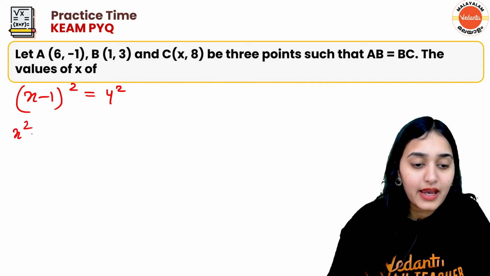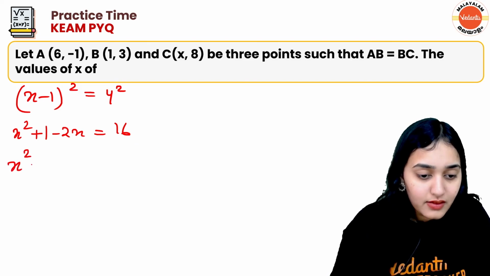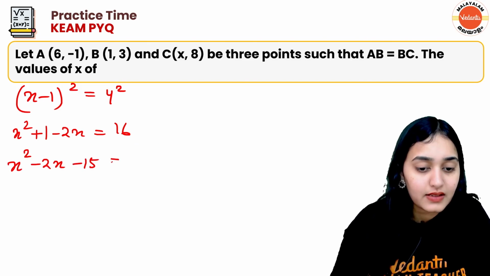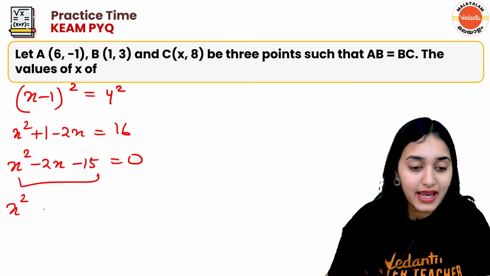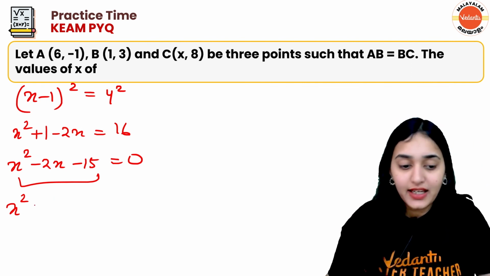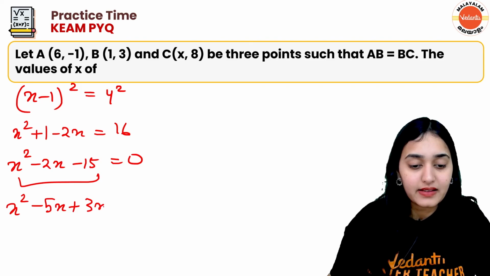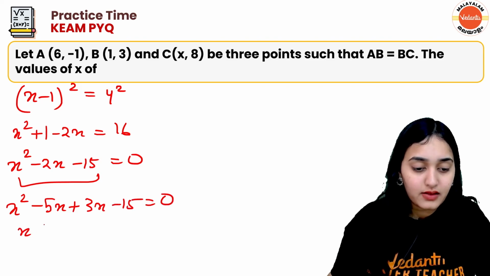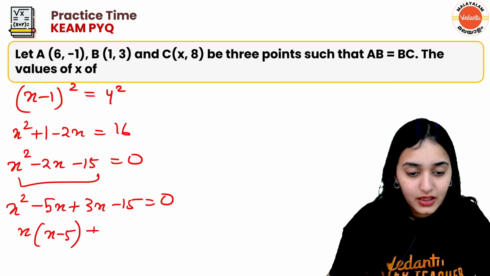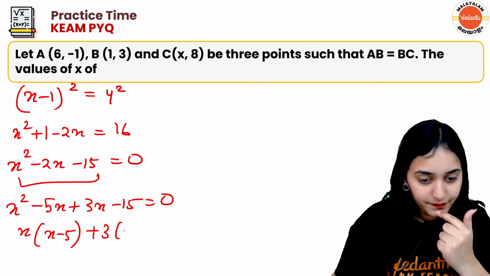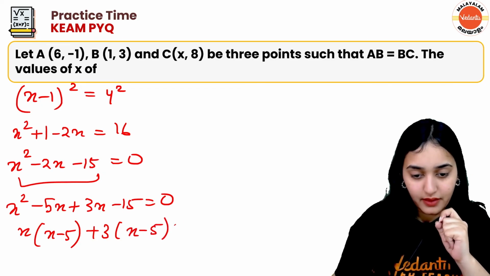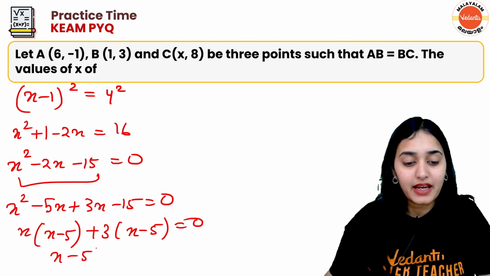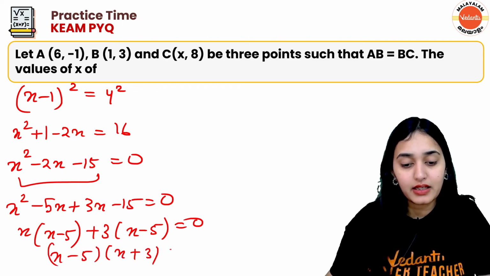So this is x square plus 1 minus 2x is equal to 16. Put over here. X square minus 2x minus 15 is equal to 0. Now this is a quadratic equation. Solve the equation. So x square, 5 3s are 15. So 5x, 3x, 15, 0. X common, x minus 5, 3 common, again x minus 5 is equal to 0. Yeah. So x minus 5 into x plus 3 is 0.